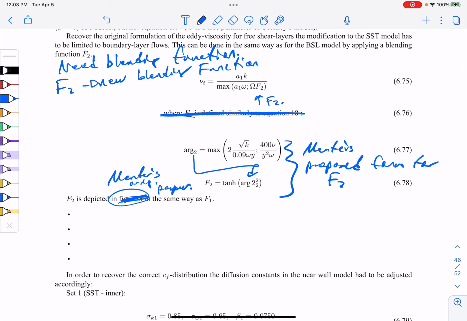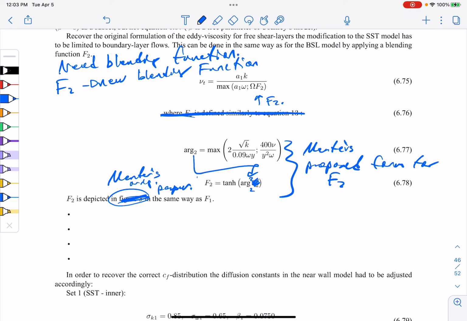What does that 2 mean? Oh, I think this is a typo. So this is just argument sub 2. Sorry, because that's right there. I know, oh, it's squared. It is squared. Sorry about that. Bad typesetting on my part.